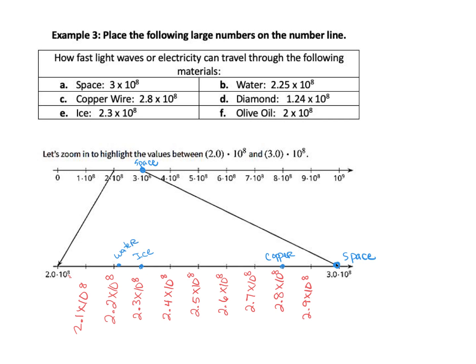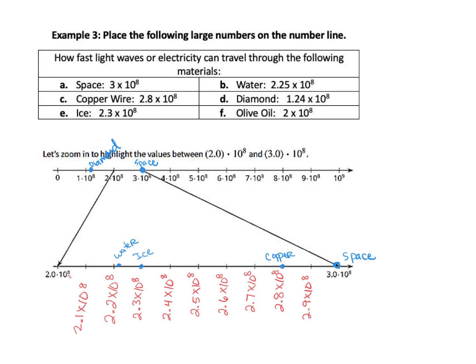Then we have diamond, 1.24 times 10 to the first. So is it going to go between 2.0 and 3.0? No. Is it going to go between 0 and 1? No. Is it going to go from 1 times 10 to the 8th to 2 times 10 to the 8th? Oh, it's 1.24. Yeah, it's going to be here. And it's going to be closer to 1. Diamond. I guess I'm going to have to write on the words.